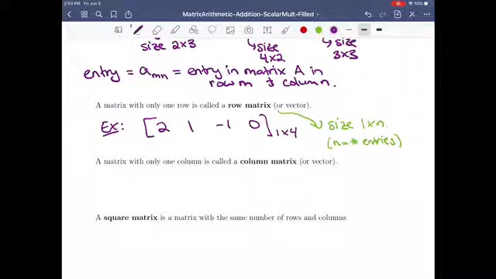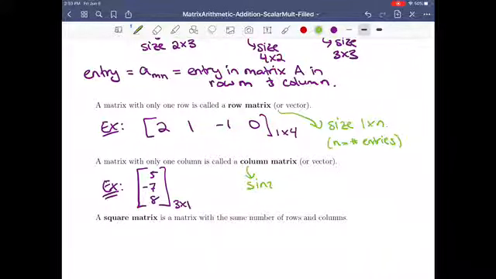A column matrix is similar, except that you only have 1 column. For example, we could have 5, -7, and 8 in 1 column. So this would be a 3 by 1 matrix, because there are 3 rows and only 1 column. These column matrices always have size m by 1, and they have m entries in them because there's only 1 column.